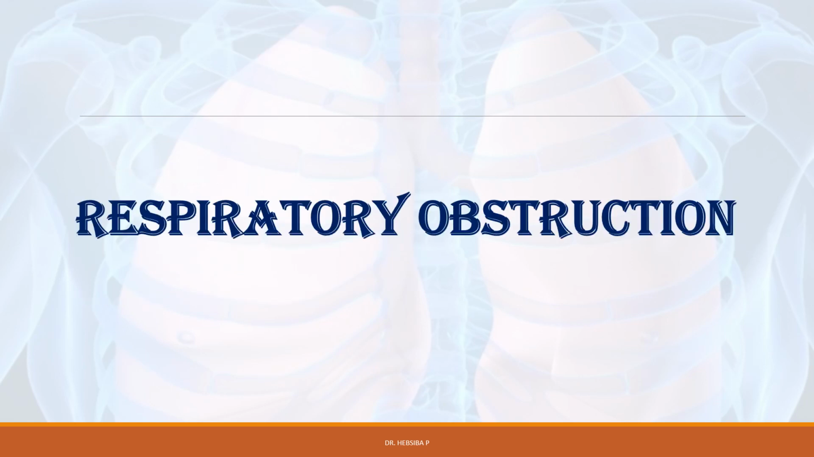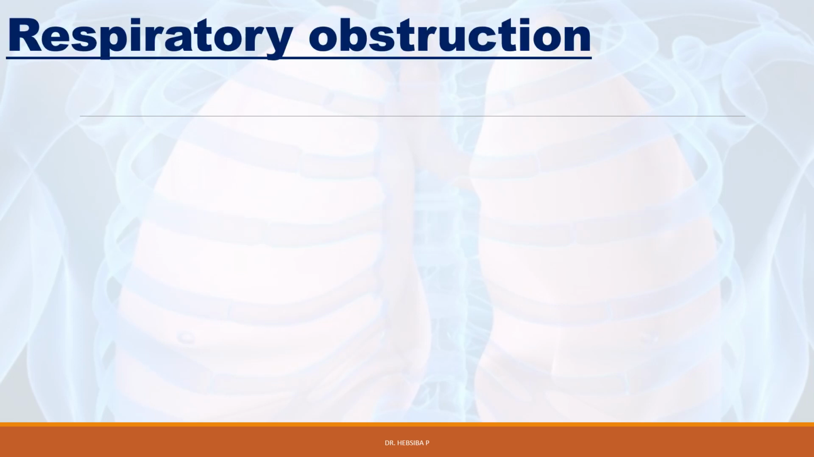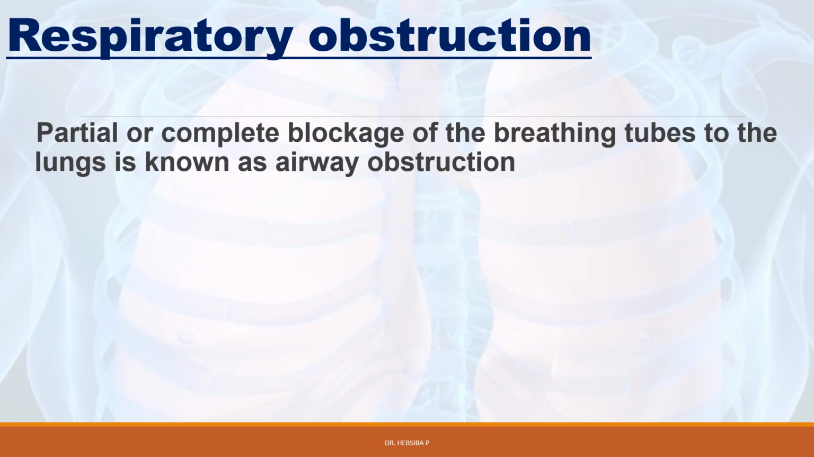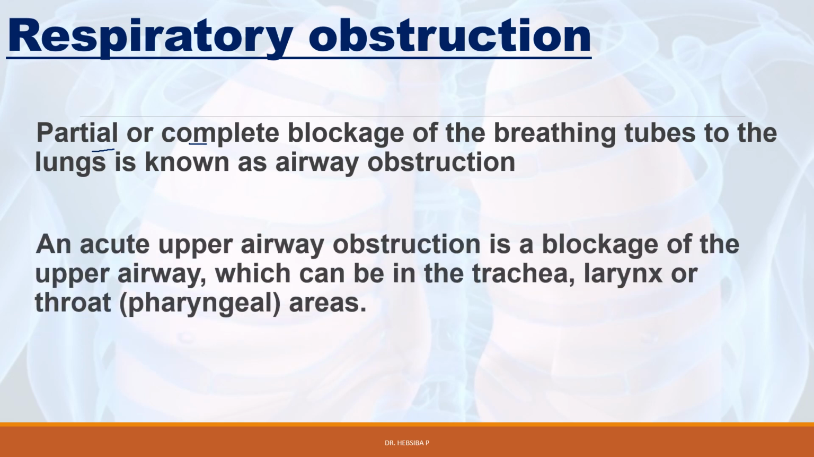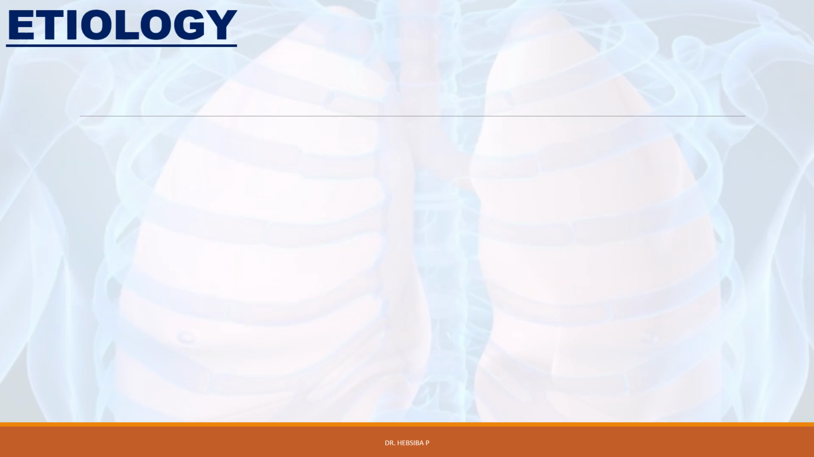And the next term we most often come along with respiratory is respiratory obstruction. So here we see what respiratory obstruction is, and further, what the management is. In respiratory obstruction, there is a partial or complete blockage of the breathing tube. The respiratory airway blockage is known as airway obstruction. Then an acute upper airway obstruction is a blockage of the upper airway, which can be in the trachea, larynx, or throat. So, etiological factors.